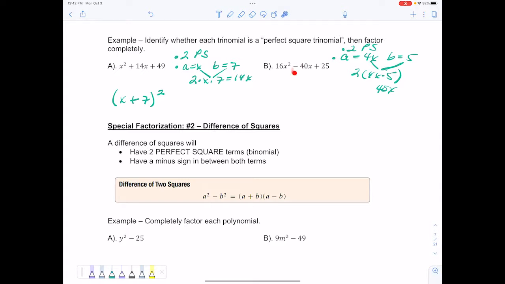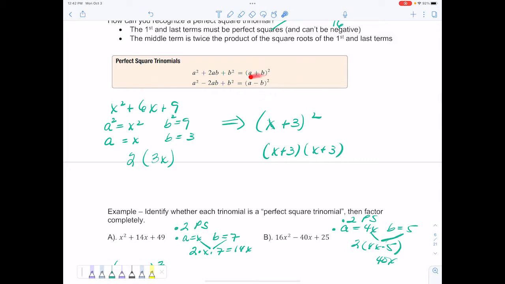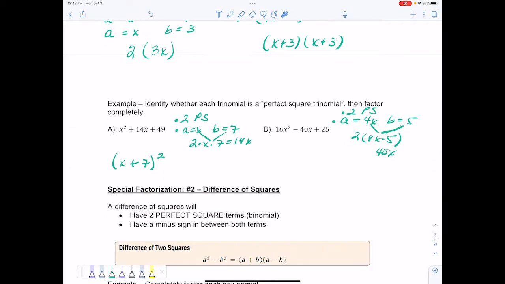Notice this time, though, the middle term is negative, so we're going to be following this formula. It's a minus b squared when that happens. So here, it's going to be your a, which is 4x, minus your b, which is 5 squared. So it's 4x minus 5 squared.